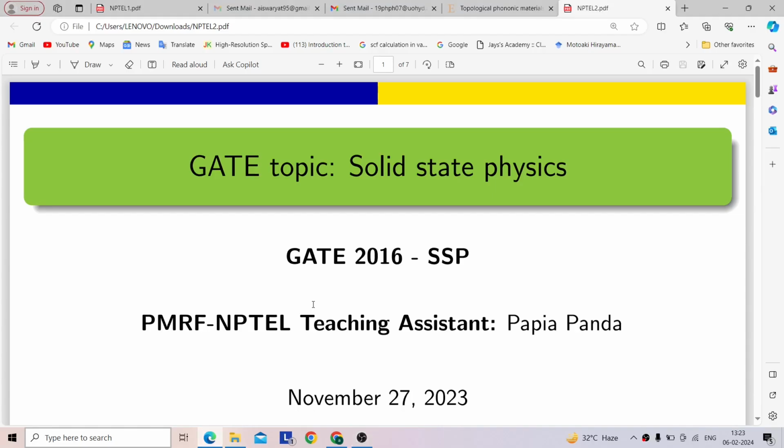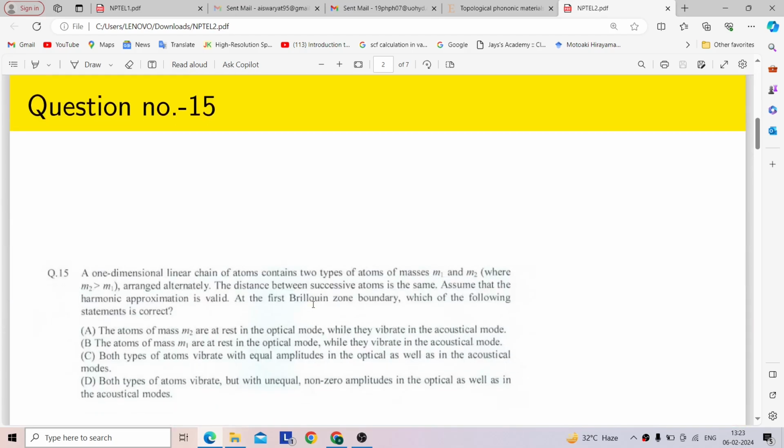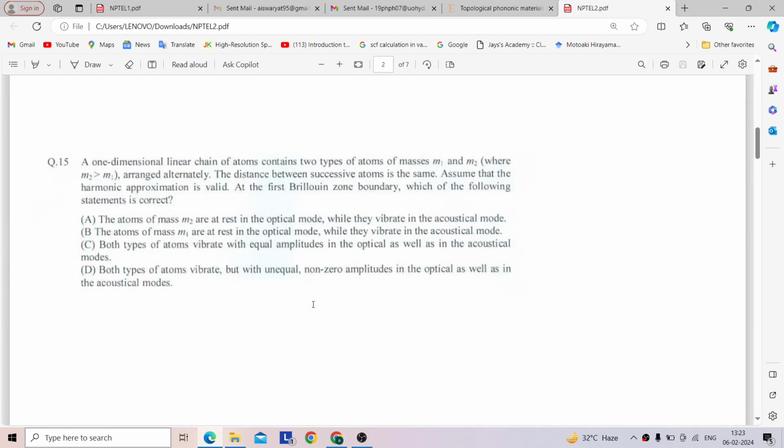Hello everyone, this is the GATE topic solid state physics, and today we will talk about the question from GATE question paper 2016, and the question number is 15. So what is the question?